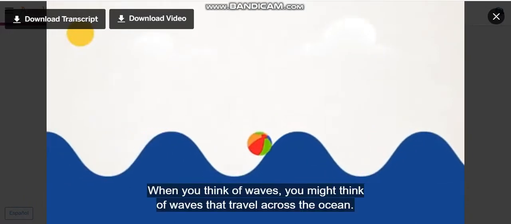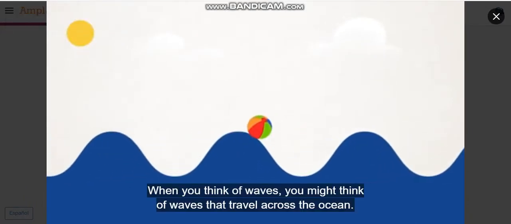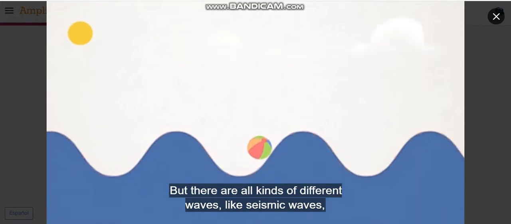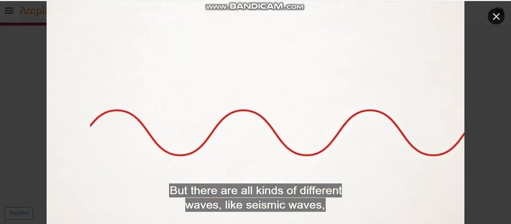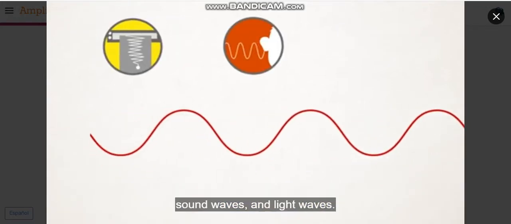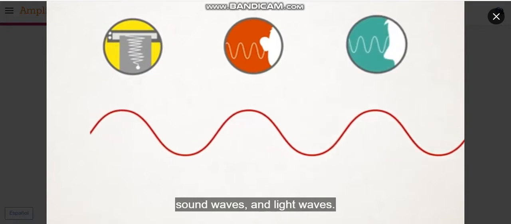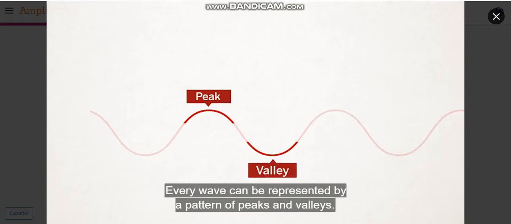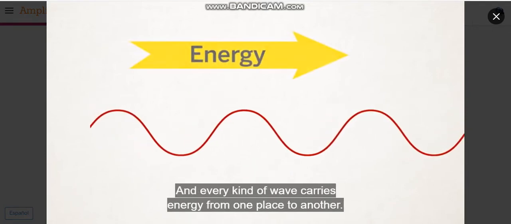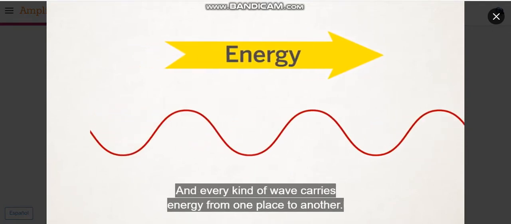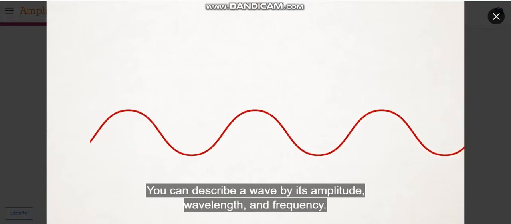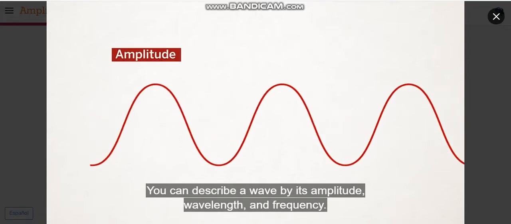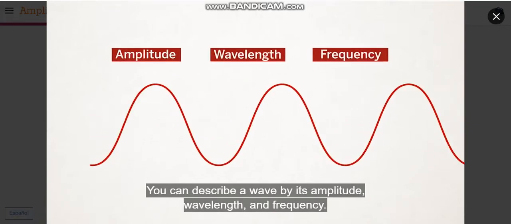When you think of waves, you might think of waves that travel across the ocean. But there are all kinds of different waves, like seismic waves, sound waves, and light waves. Every wave can be represented by a pattern of peaks and valleys, and every kind of wave carries energy from one place to another. You can describe a wave by its amplitude, wavelength, and frequency.